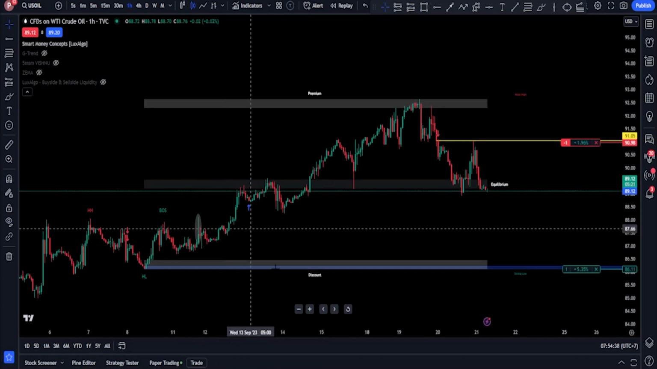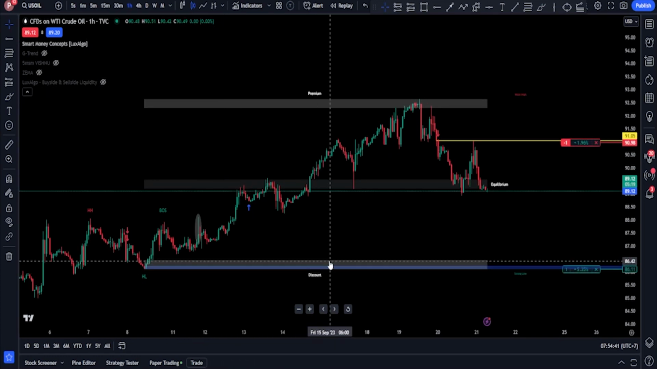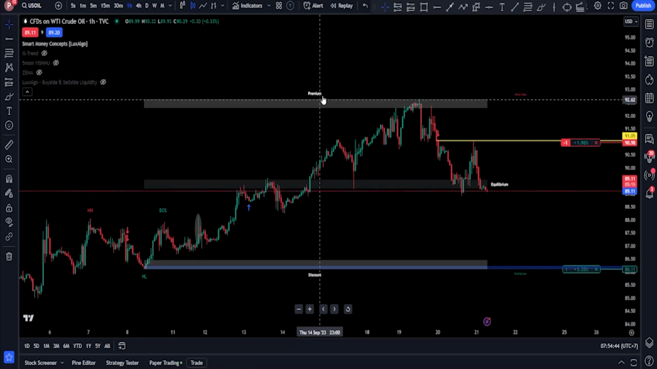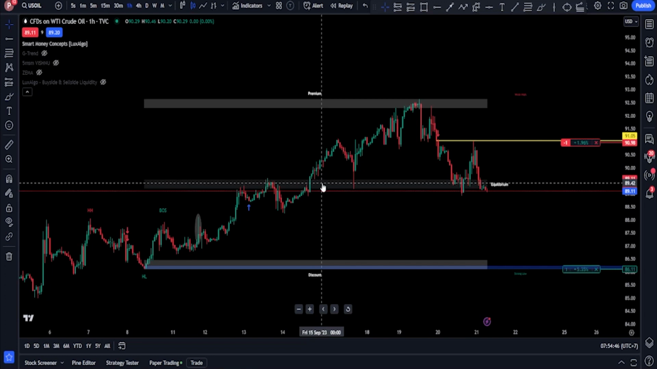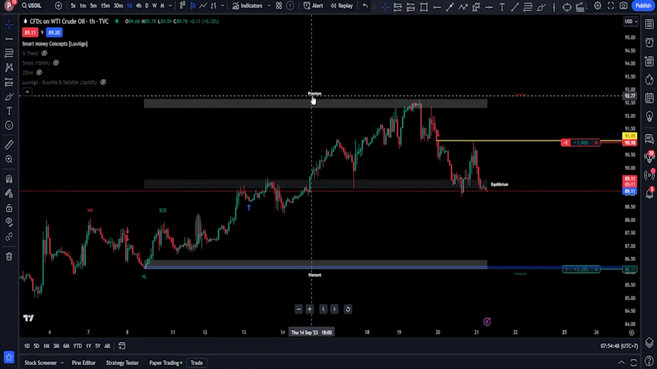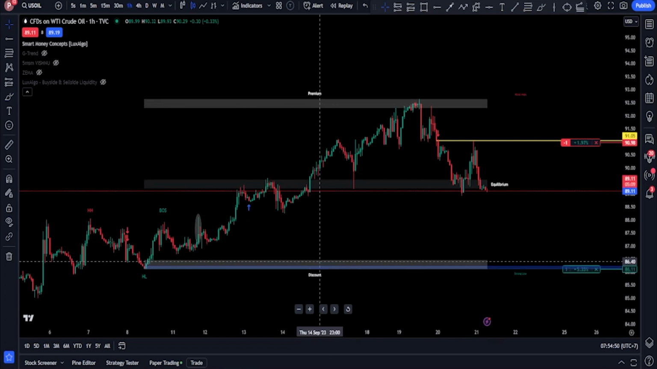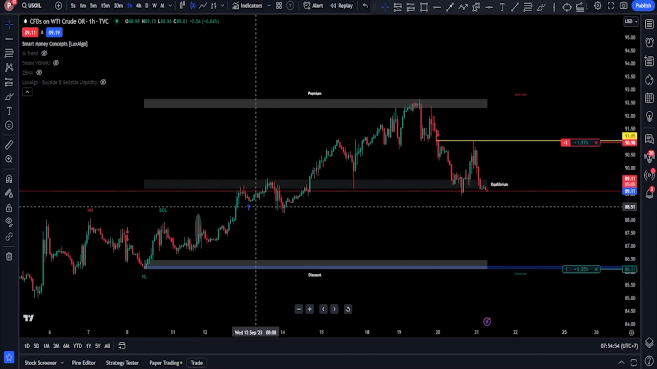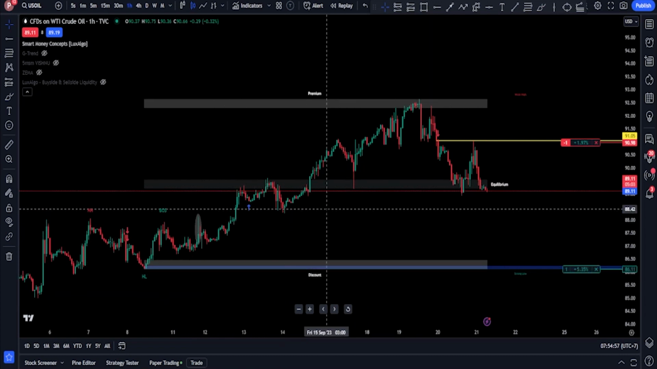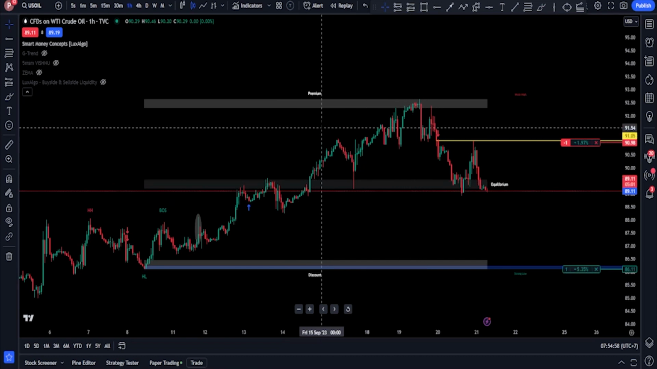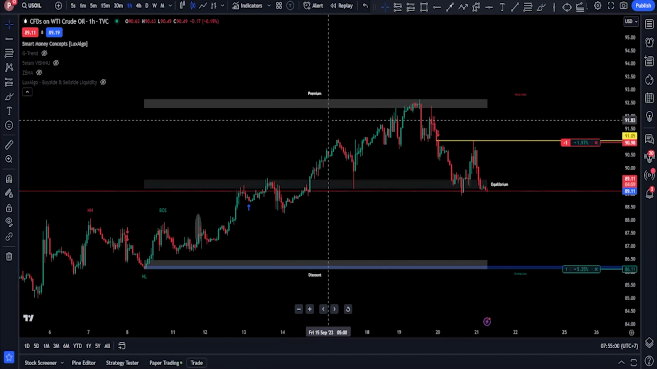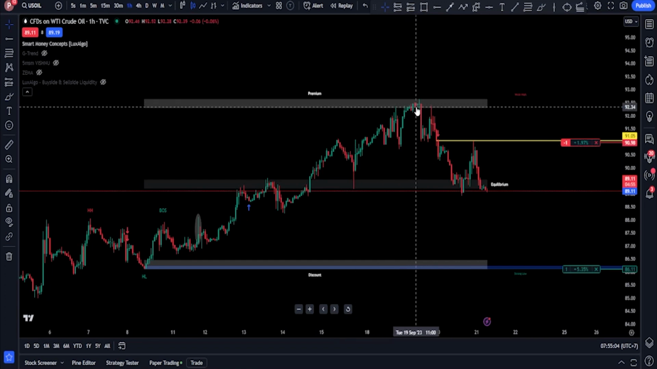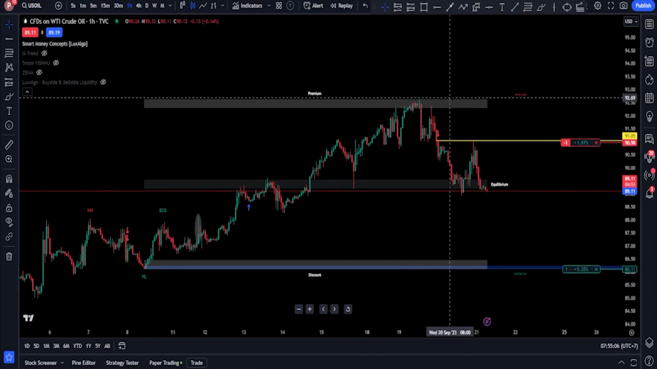Simply, it shows price between zones. It shows price in the premium zone, which is between the equilibrium and the premium up here at the top, and it shows price between the equilibrium and the discount, which forms your discount zone all up in here. Anytime price is in the premium zone, it's considered overbought. It's here where we should be looking for opportunities for the price to start decreasing.